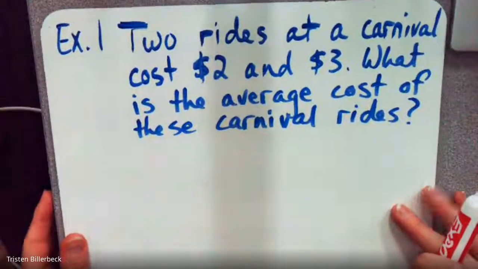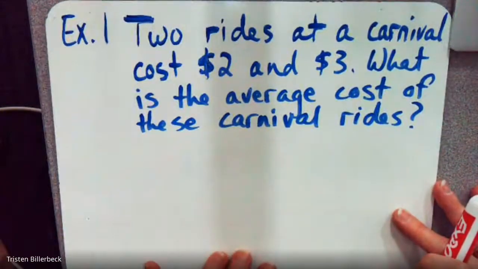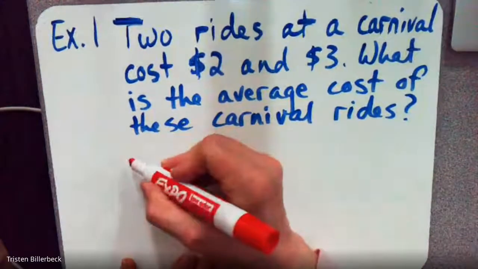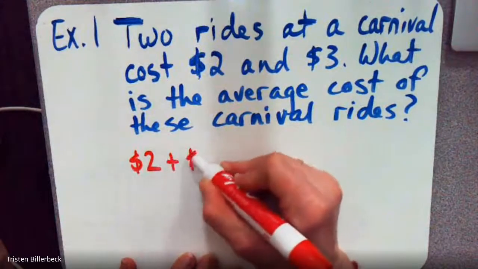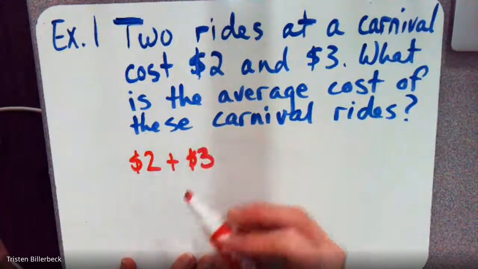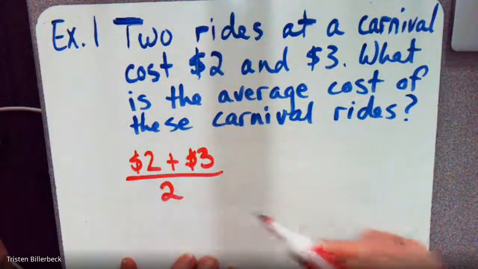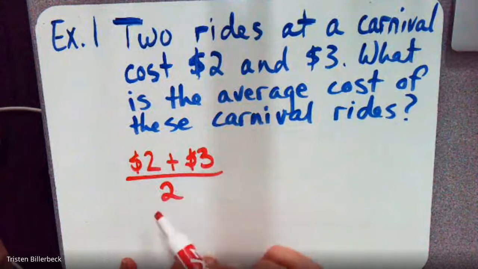Let's say we went to the carnival and they had two rides, and one ride cost $2 and one ride cost $3. What is the average cost of these carnival rides? Well, we can take the $2 plus the $3. And since there's two rides, we're going to divide by 2. So we add what we're averaging and we divide by the number of numbers.